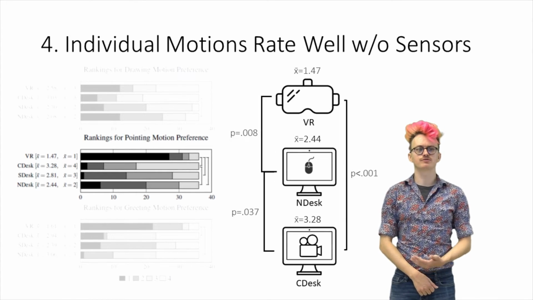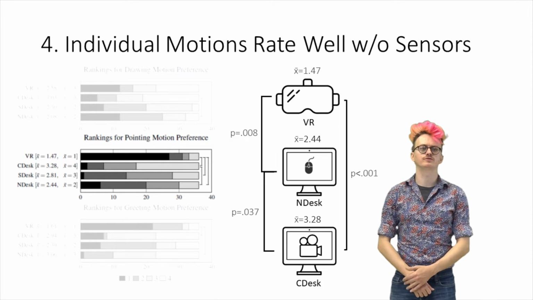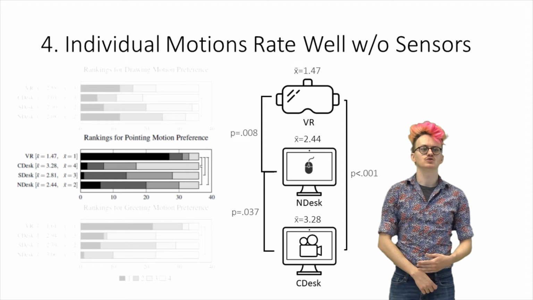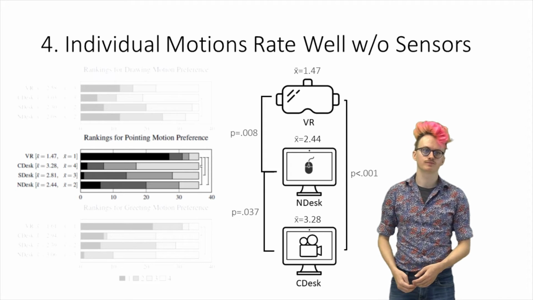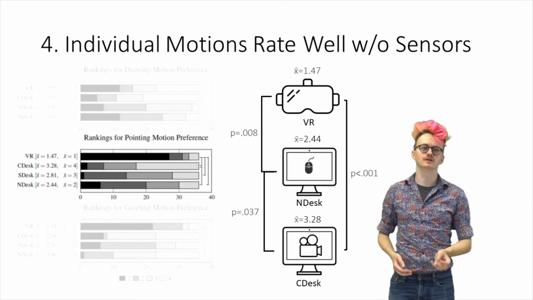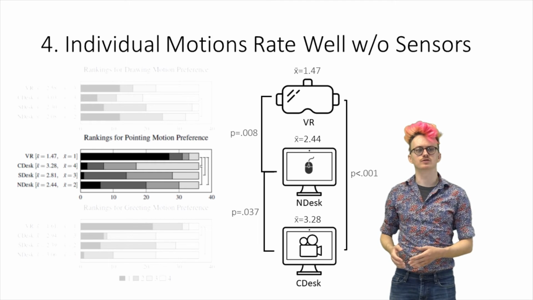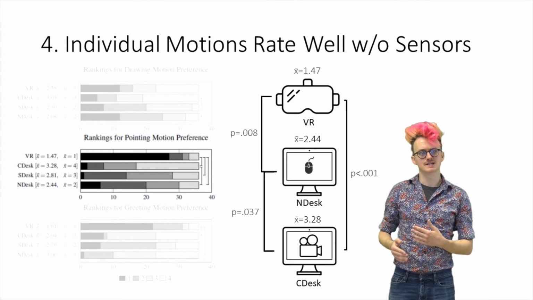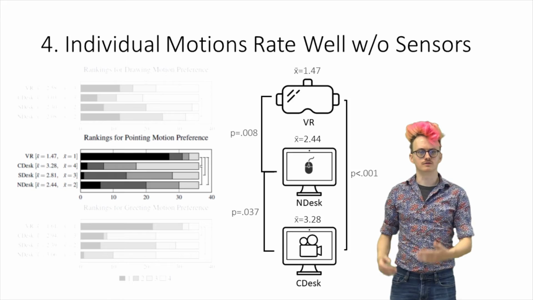Finally, results from Phase 2 show that our novel interface without sensors still shows improved rankings when performing drawing and pointing motions. Ranking for pointing gives us the clearest picture of an overall rank, with our interface sitting somewhere between the VR and conventional approach.